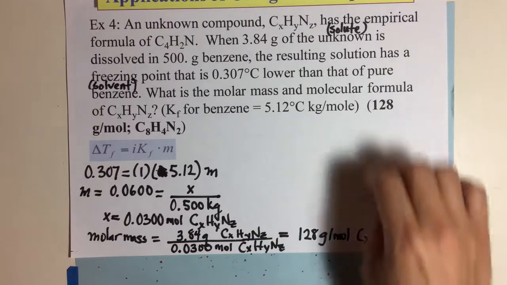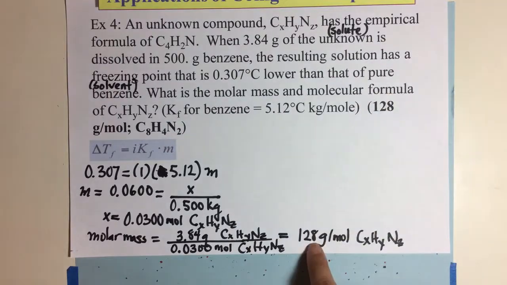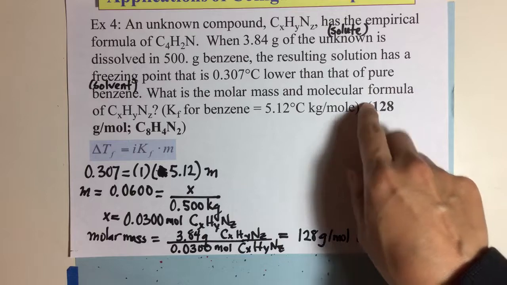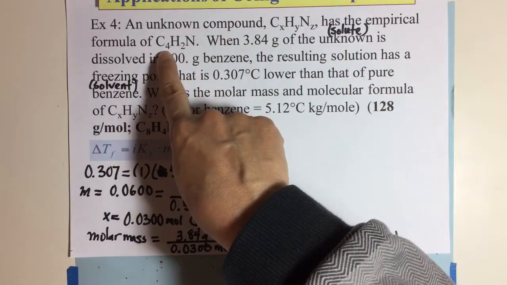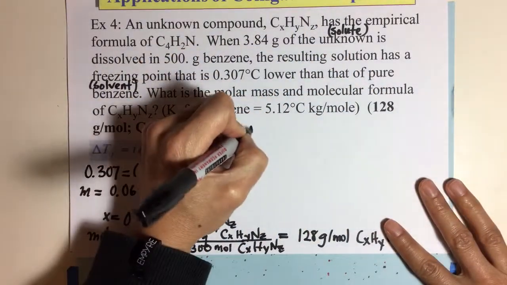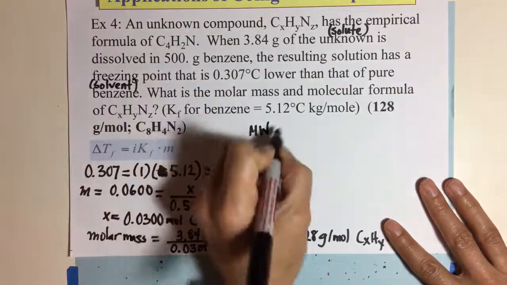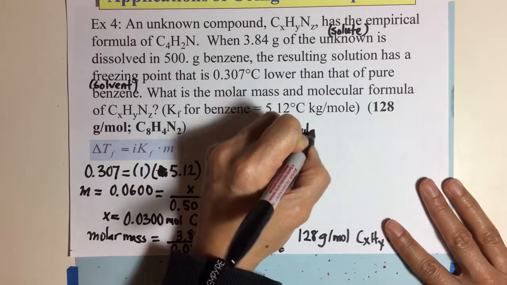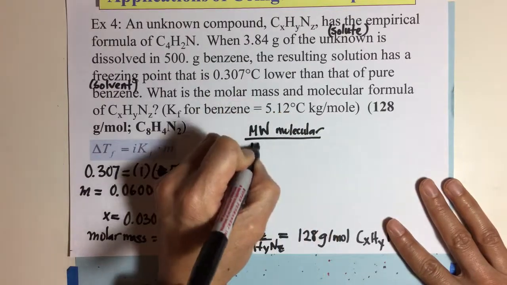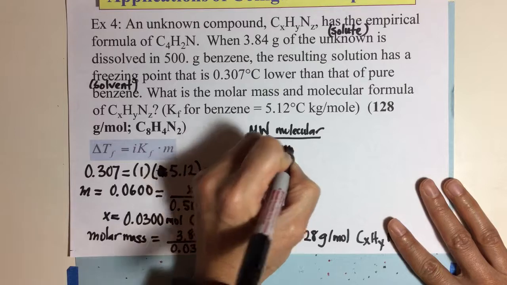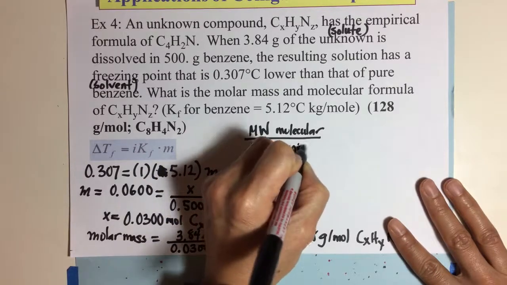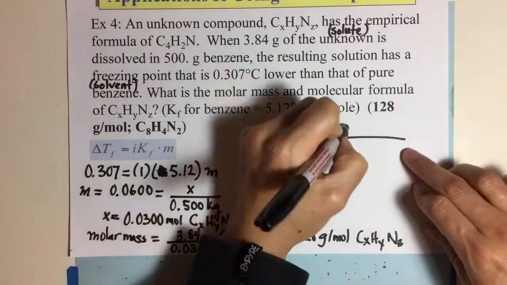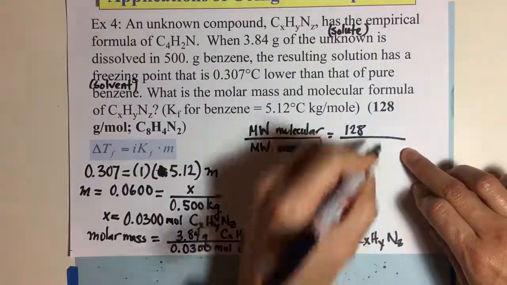Now, how do we know the molecular formula? We know the molar mass of the molecular formula, but we don't know what the molecular formula is unless we compare it to the empirical formula. So we're going to do a ratio between the molecular weight of the molecular formula to the molecular weight of the empirical to see how many times it is. I know the molar mass of my molecular formula is 128 grams per mole.